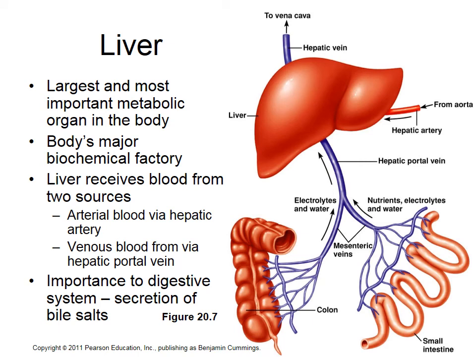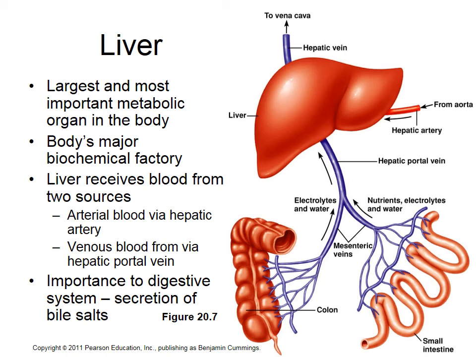Okay. Another accessory digestive organ is your liver. Your liver is the largest and most important metabolic organ in the body, and we're going to talk about it for only a couple slides. But you should all thank your liver. It is your major biochemical factory.